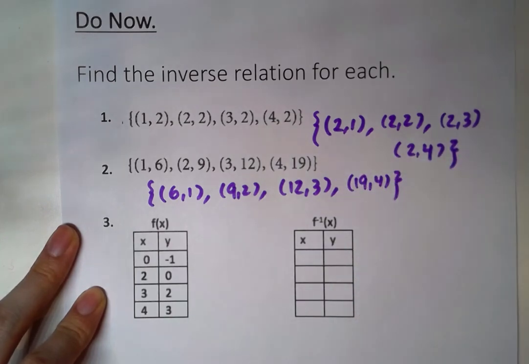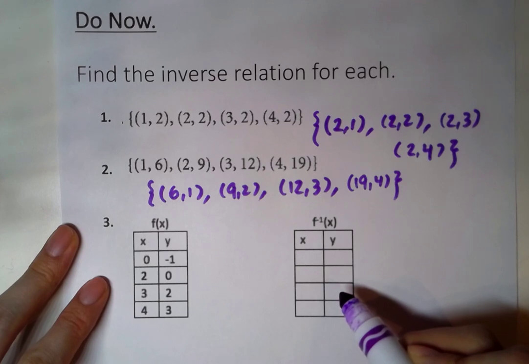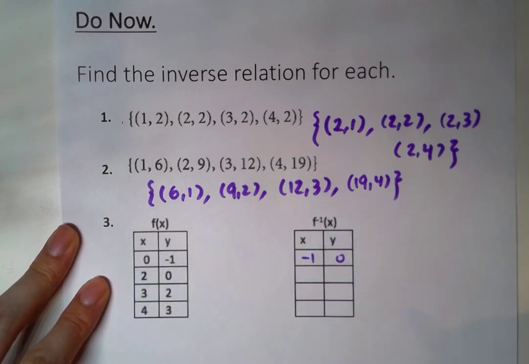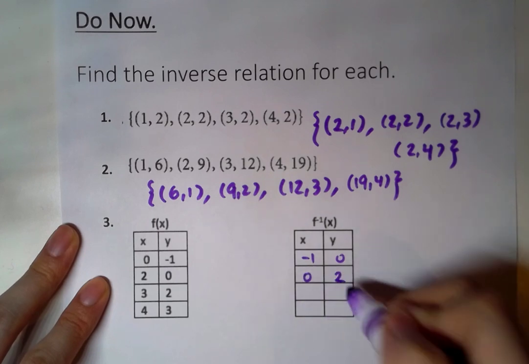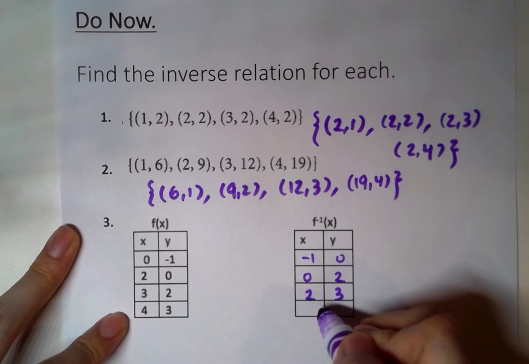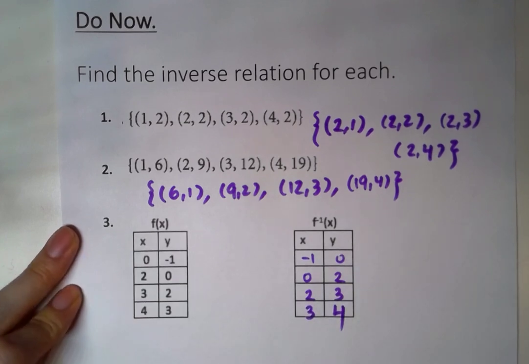Right? And there's a table. That's your function, f of x. I want to get f inverse of x, which is my inverse, right? So you change your x and y. So (-1,0) becomes (0,-1), (0,2) becomes (2,0), and (2,3) becomes (3,2), and (3,4) becomes (4,3). Okay? So that was our Do Now.